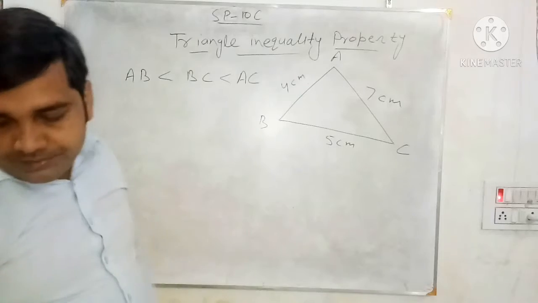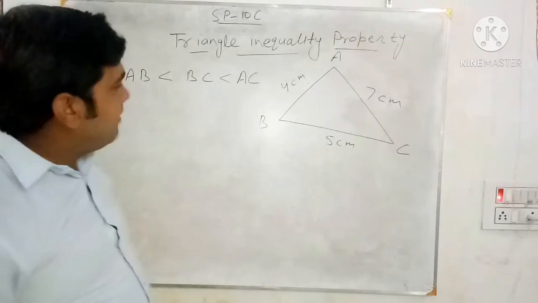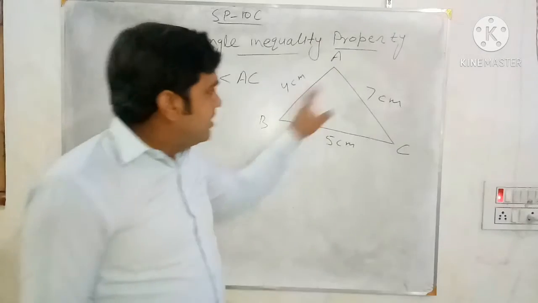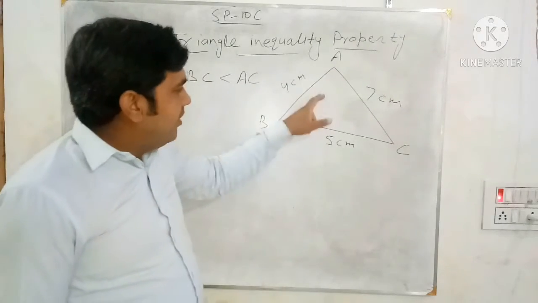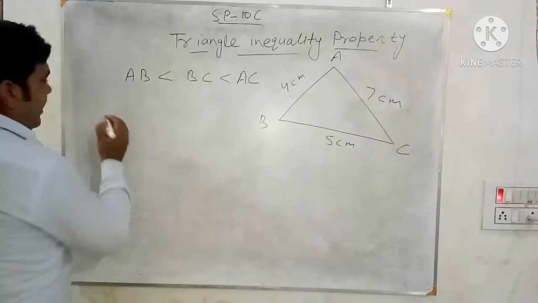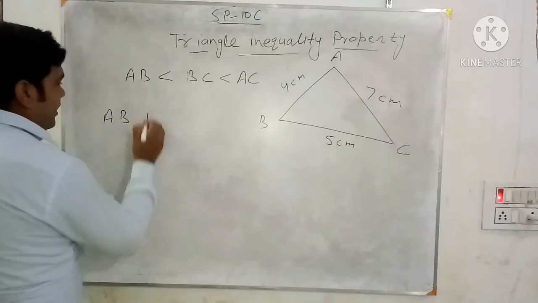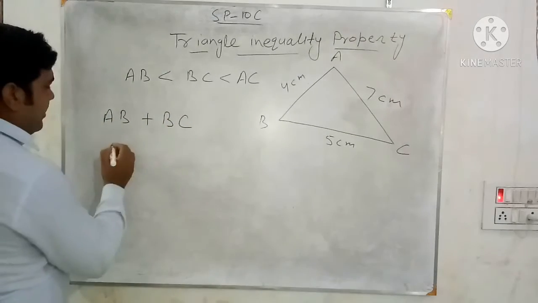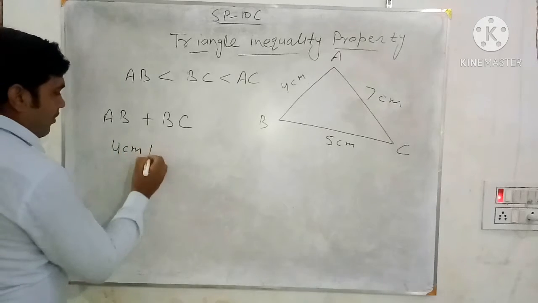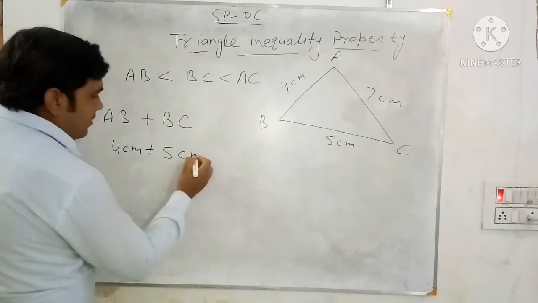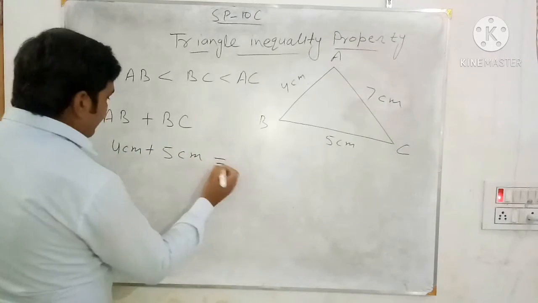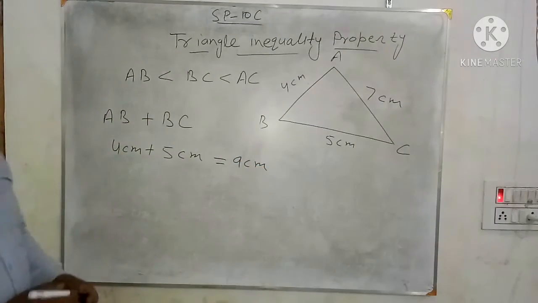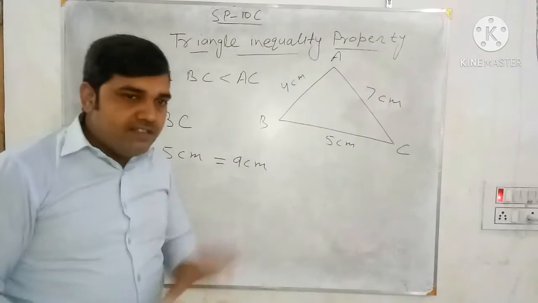So the first property is that the sum of any two sides of a triangle. A triangle contains three sides. If you take the sum of any two sides, suppose you add AB plus BC, we have taken the sum of two sides. What is the length of AB? 4 cm. What is the length of BC? 5 cm. So when you add these two sides, 4 cm plus 5 cm gives us 9 cm.